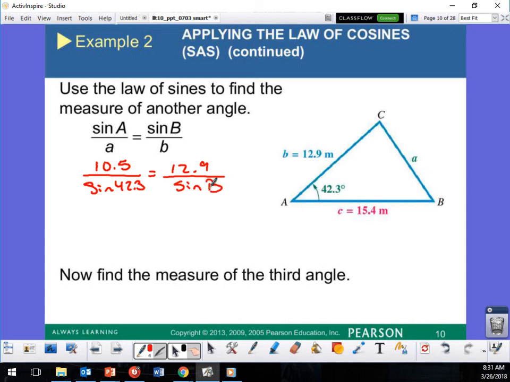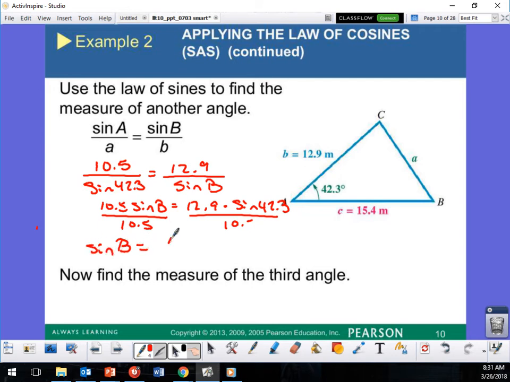Now, cross products, we get 10.5 times the sine of B is equal to 12.9 times sine of 42.3. And we're trying to get sine by itself, so I have to divide by 10.5, right? So sine of big B is equal to my 12.9 times sine of 42.3 over 10.5. Well, that 5 didn't come out.